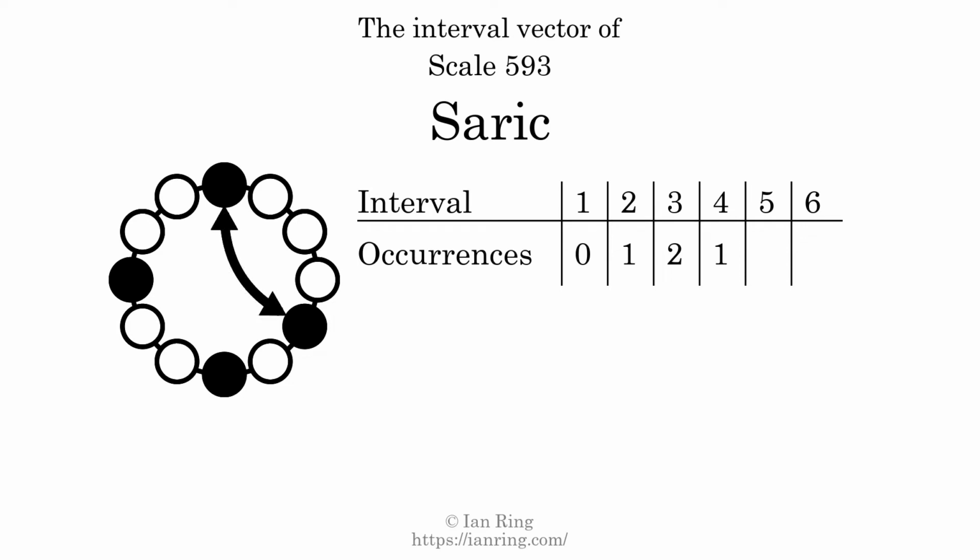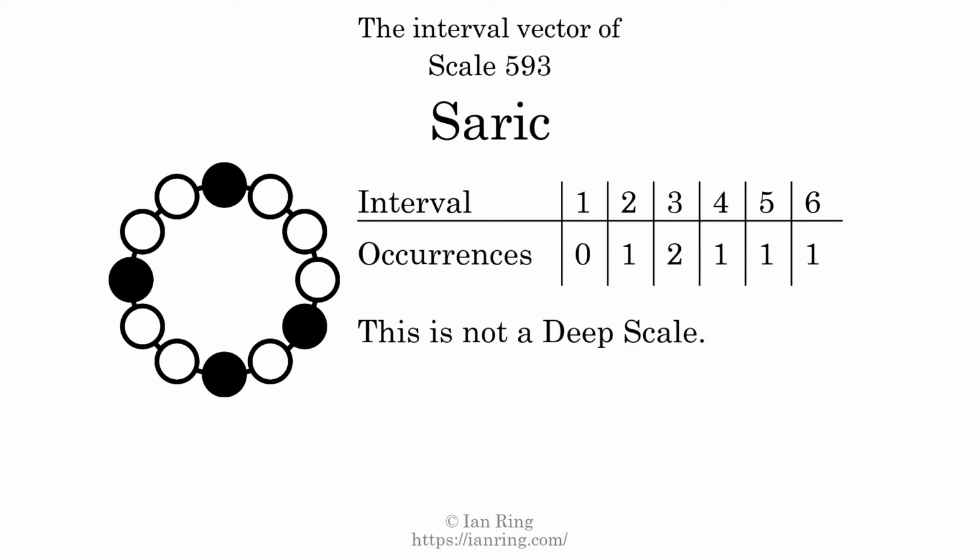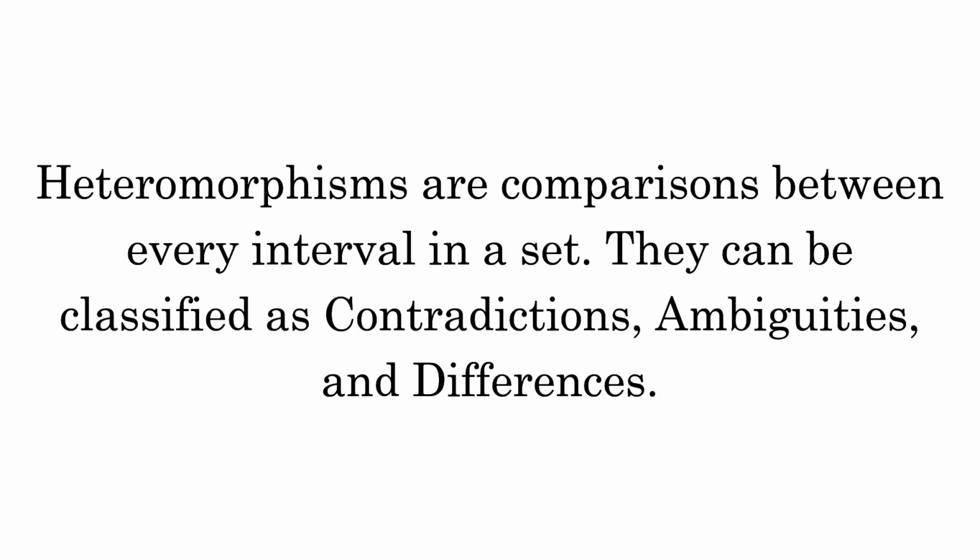It is here. There is one interval with the size of 5 semitones. It is here. There is one interval with the size of 6 semitones. It is here. Each interval does not appear in this scale a unique number of times, so this is not a deep scale. Heteromorphisms are comparisons between every interval in a set.